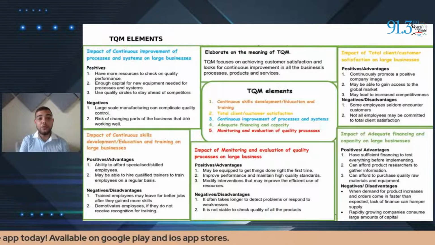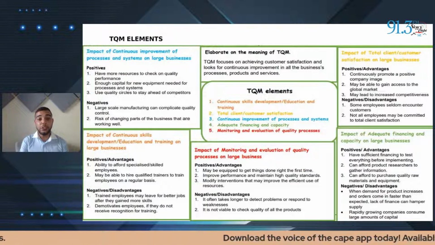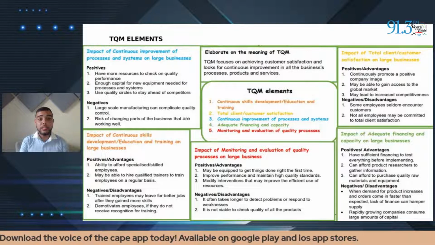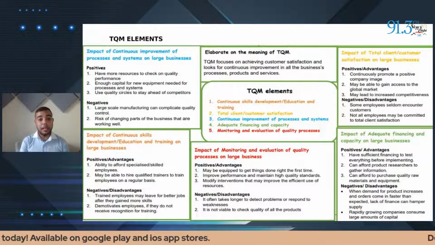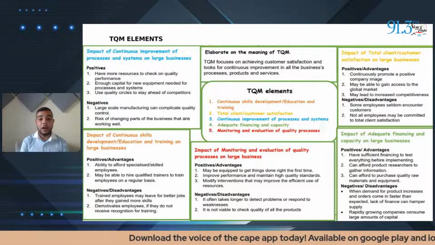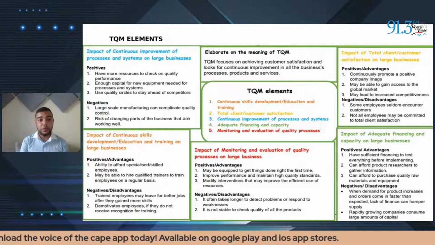We now move over to the TQM elements. Guys, these elements you need to know. So there are only five TQM elements. The first one is continuous skills development, total client or customer satisfaction, continuous improvement of processes and systems, adequate financing and capacity, monitoring and evaluation of quality processes.